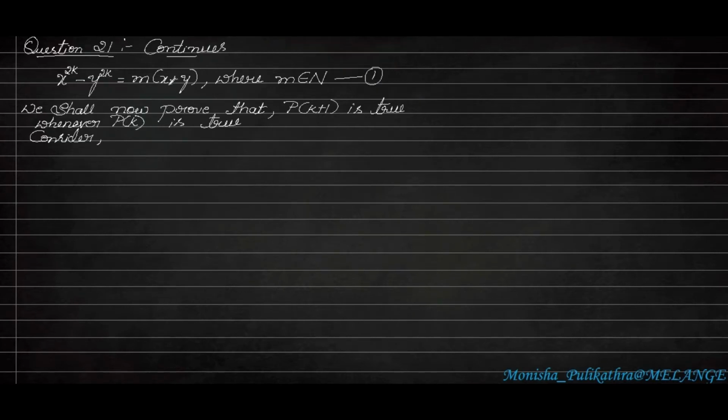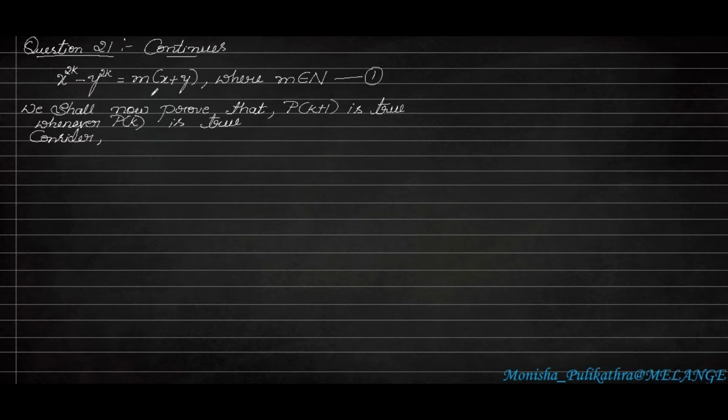Let us continue question number 21. Here I have written equation 1 one more time. That is, x to the power of 2k minus y to the power of 2k is equal to m into x plus y, where m belongs to N. So this is equation number 1. So we have gone through 2 steps. One is substituting n equal to 1, and the second step is substituting n equal to k.